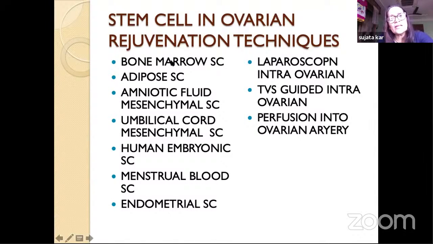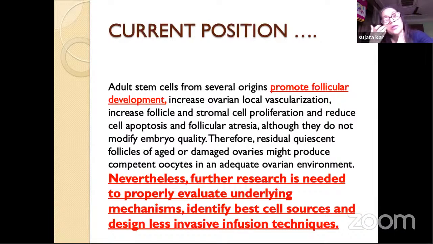And various techniques have been used. You can use bone marrow, adipose derived stem cells, amniotic fluid mesenchymal stem cells, umbilical cord stem cells, human embryonic stem cells, menstrual blood, endometrial stem cells, etc. have all been used. And the techniques have been, like I said, ovarian, laparoscopic, vaginal, ultrasound guided technique, and perfusion into the ovarian artery has also been given to improve either the endometrium or the ovarian perfusion.